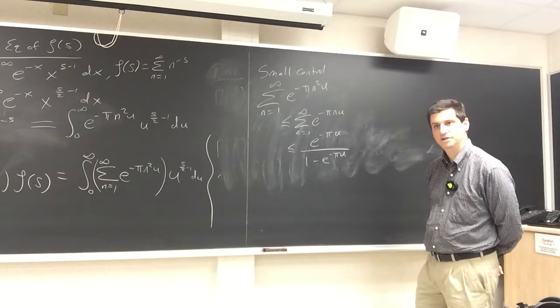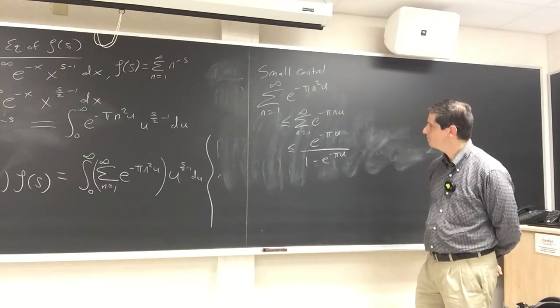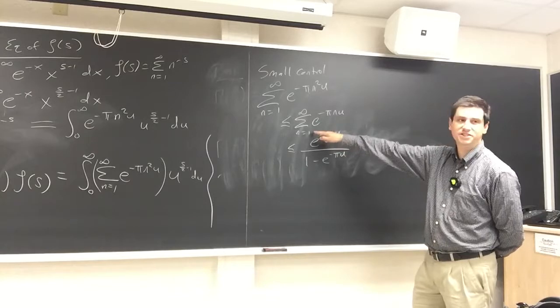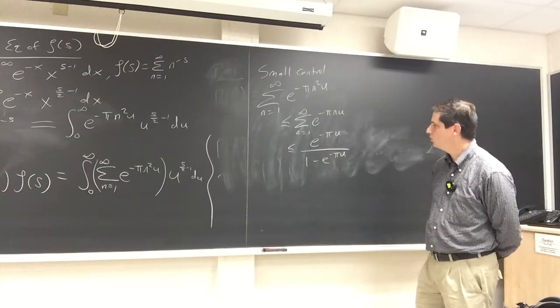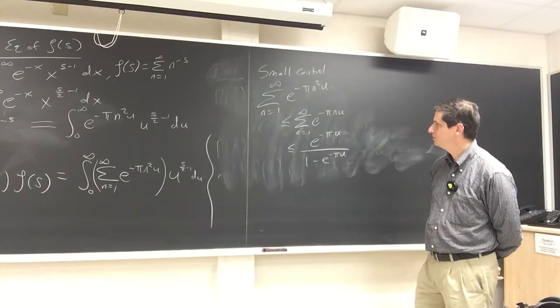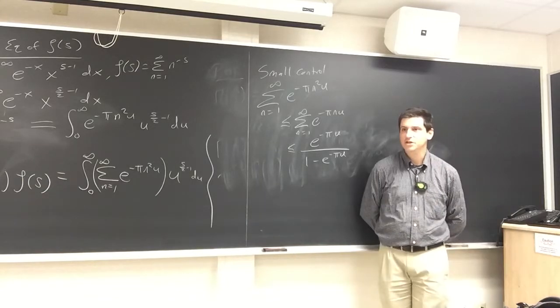So what do you think? Why do you have the negative pi u on top, or even negative pi on top? Well, because the sum is starting at 1, not at 0. So because it's starting at 1, we have an e to the negative pi u. So what do you think? Is this a good bound?